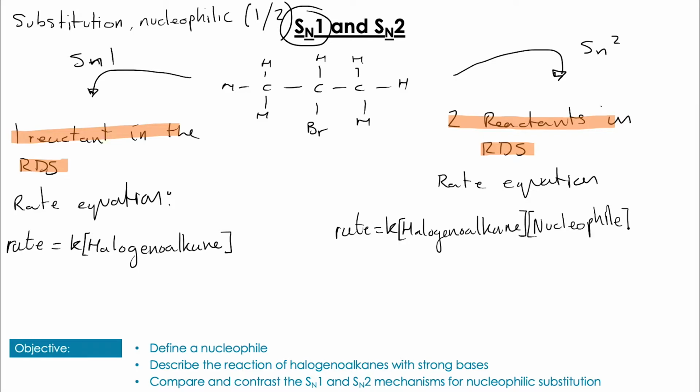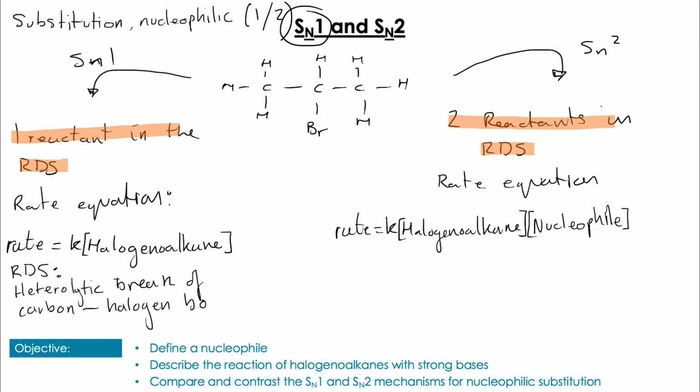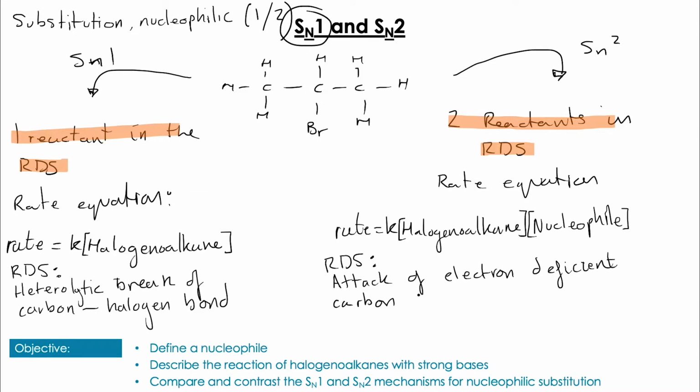For the example we used on the previous slide, that would be OH- ions. So the rate determining step is, in the Sn1 reaction, the heterolytic break of the carbon halogen bond. We'll go over that in more detail. And the rate determining step for the Sn2 reaction is the attack of the electron deficient carbon from the incoming nucleophile. Again, the example I gave previously, that would have been the OH- ions.